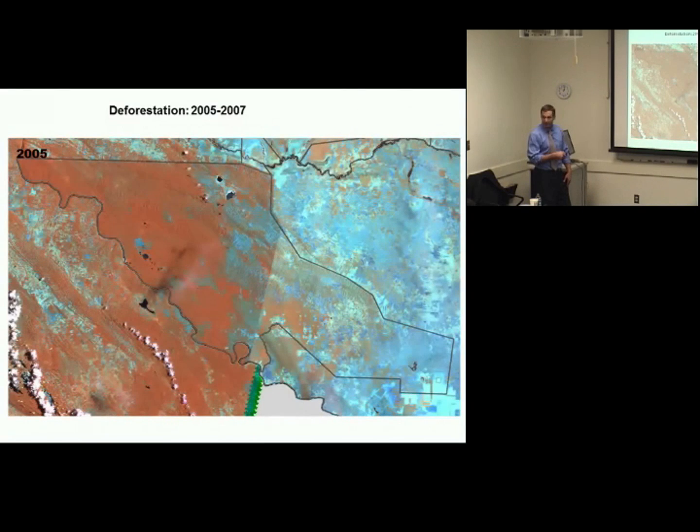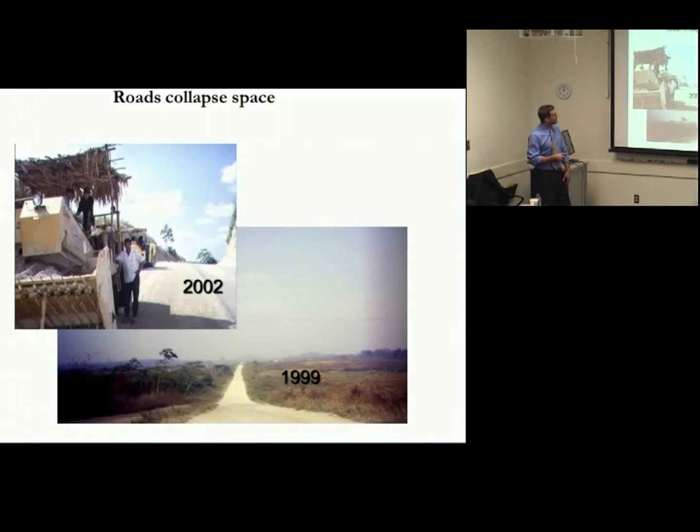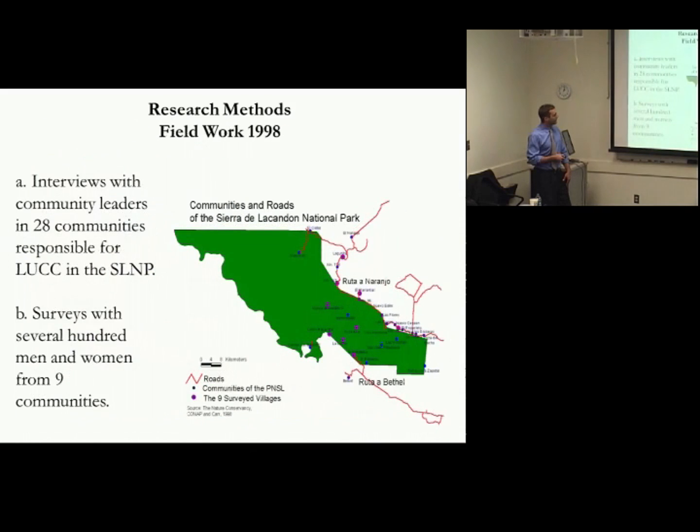I wondered, through the mid-2000s, are people going to continue to settle further into the forest? And yes, they did, as noted by this pattern here. So roads, in a sense, collapsed space. Just in a matter of a few years, we went from this bumpy dirt road to a paved road with differing market access as well.